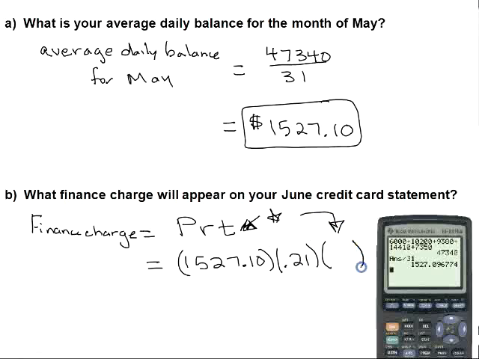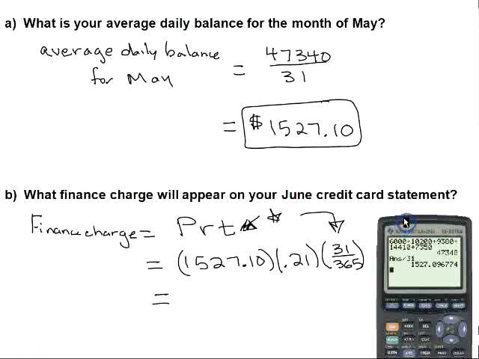Now here's where I'd put the star. The big comment here on time is, the time is the number of days in the month of May divided by the number of days in the year, 365. So to find your finance charge, it's going to show up on the next month's statement. You take your average daily balance times your annual rate times the number of days in the month where all the transactions occurred divided by the number of days in the year.